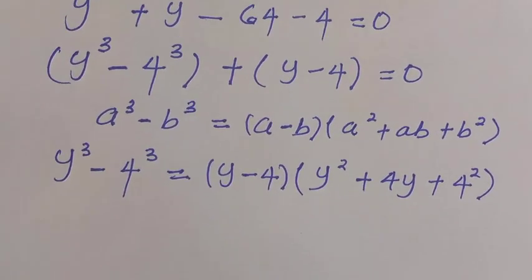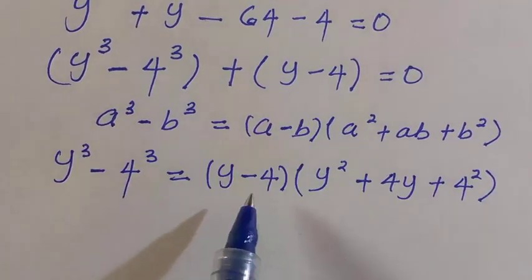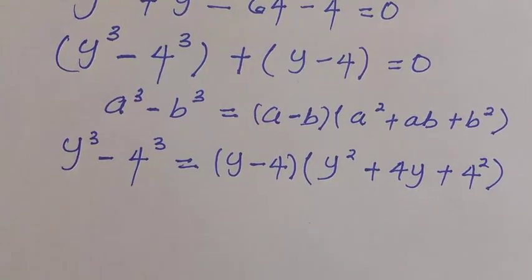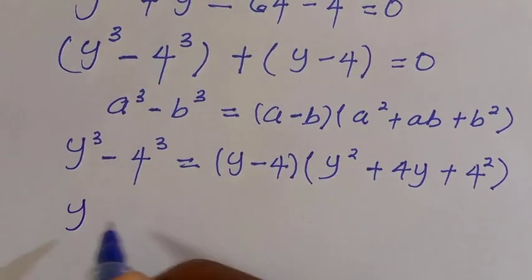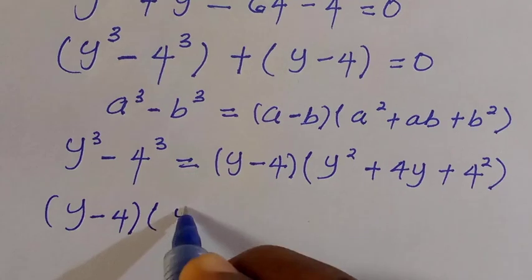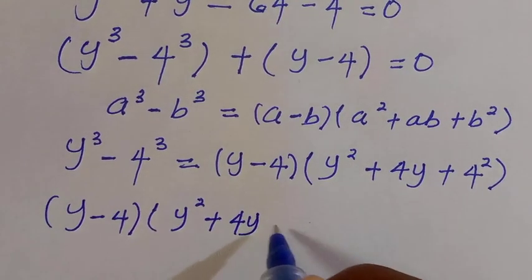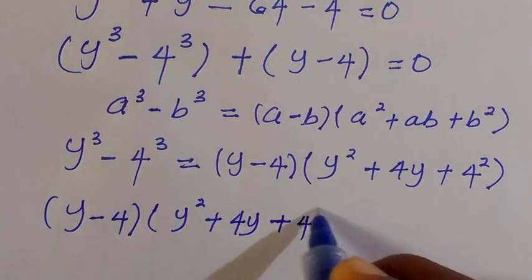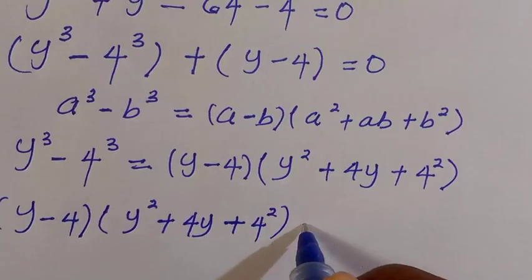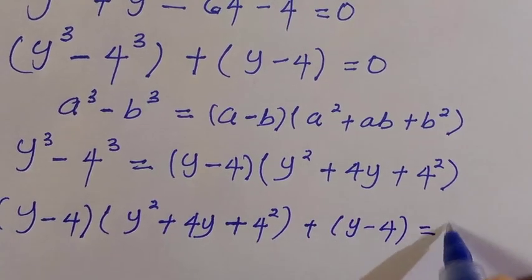And here, which is this, and we still have this, so let's place this together and we have y minus 4, bracket, y squared plus 4y plus 4 squared, plus y minus 4 equals 0.